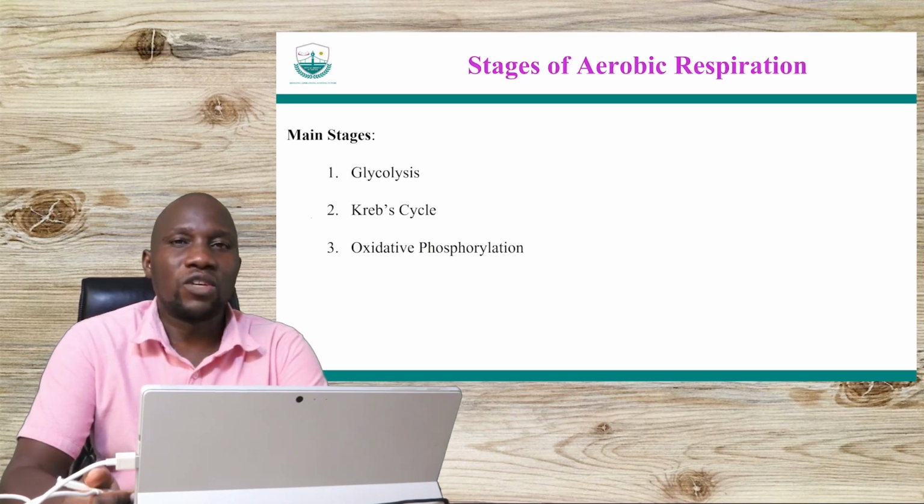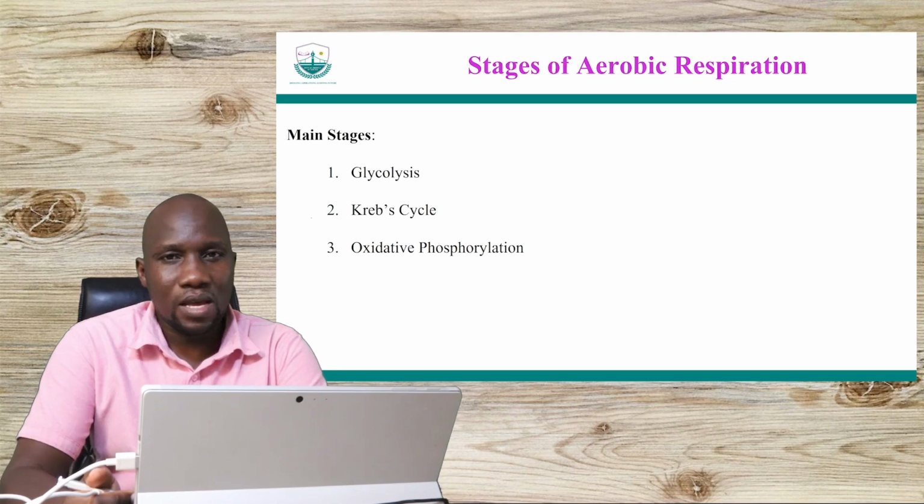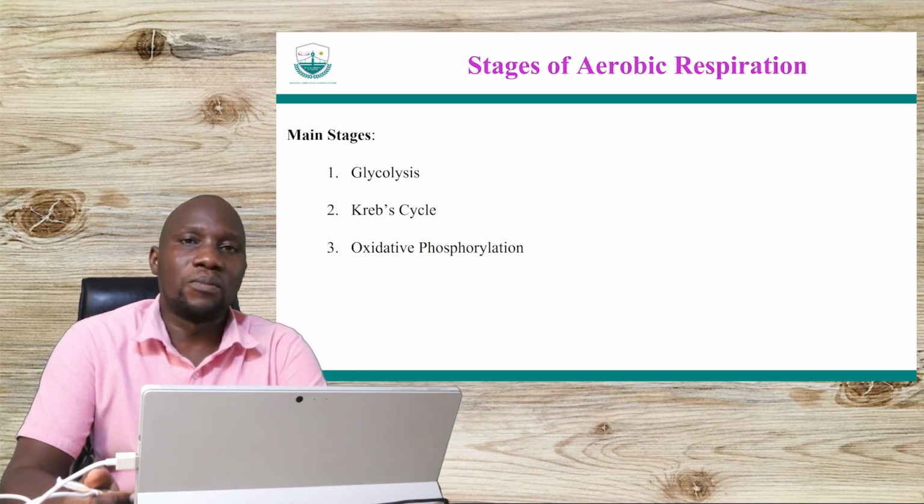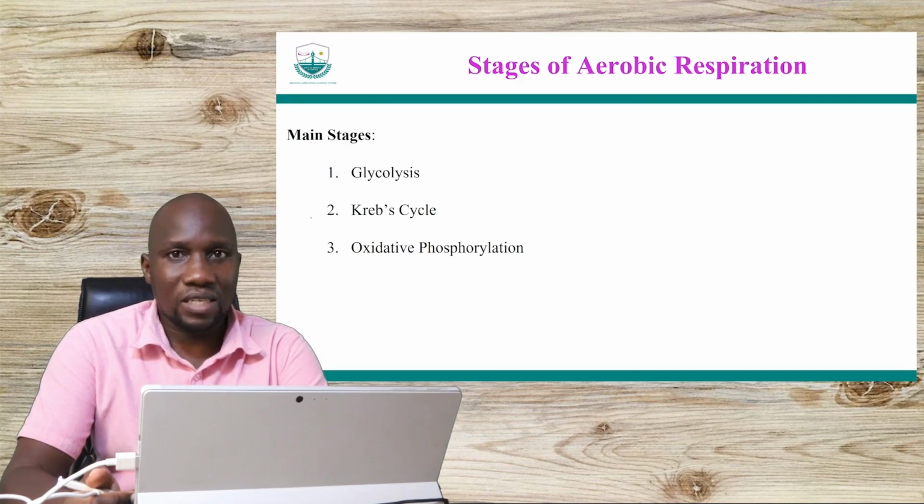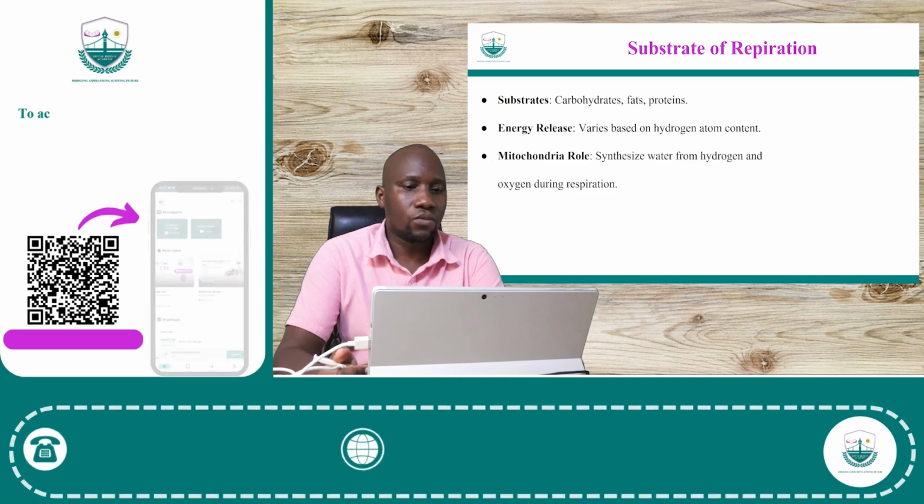So the process of respiration involves a number of reactions. These reactions can be grouped into 3: glycolytic reactions of glycolysis, Krebs cycle, what we call the citric cycle, and then oxidative phosphorylation, which we can also call the electron transport system. So those are the 3 main stages of respiration. This is to say that for each stage, you have a series of reactions happening.